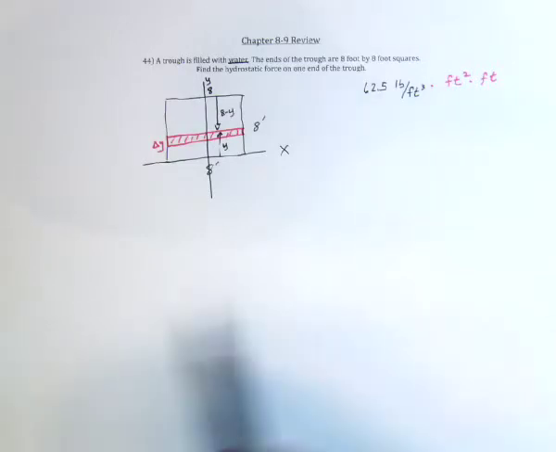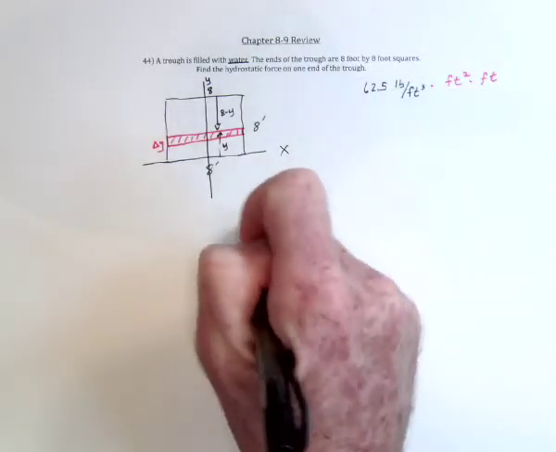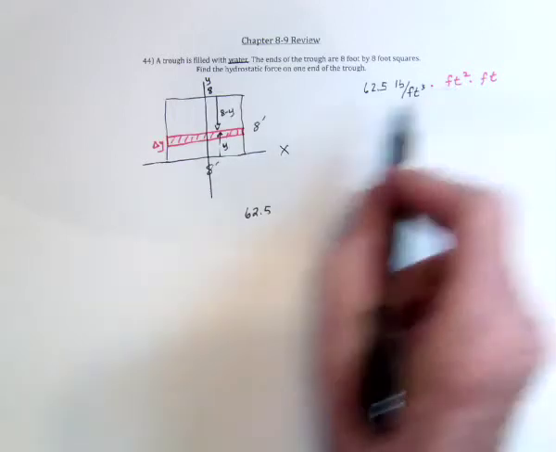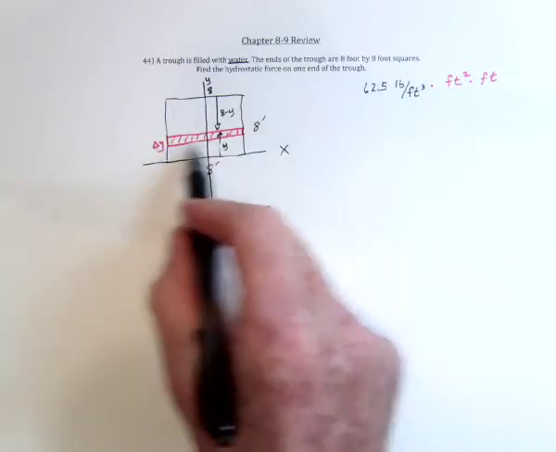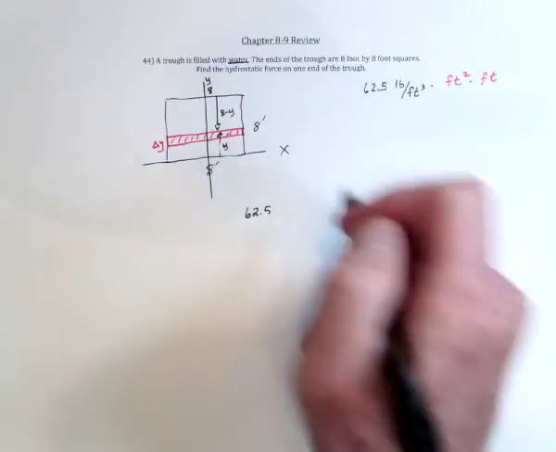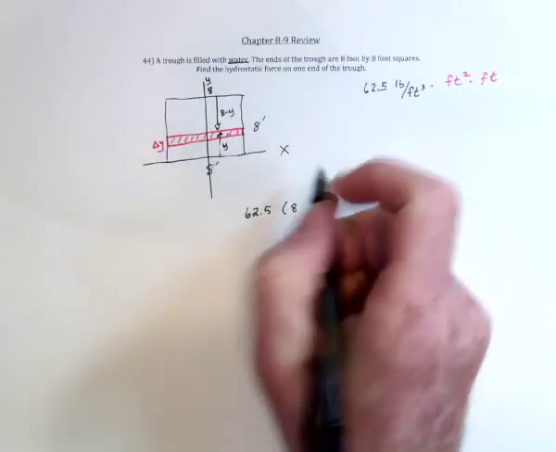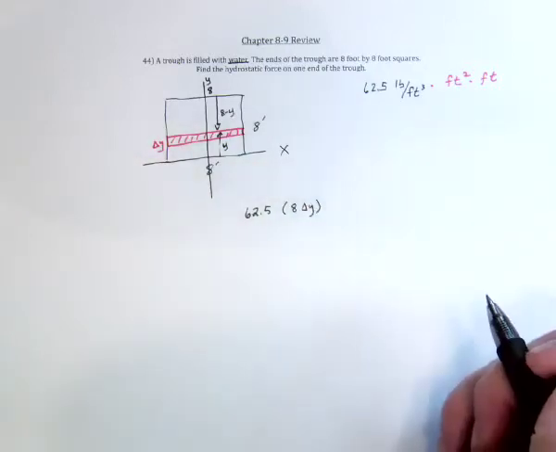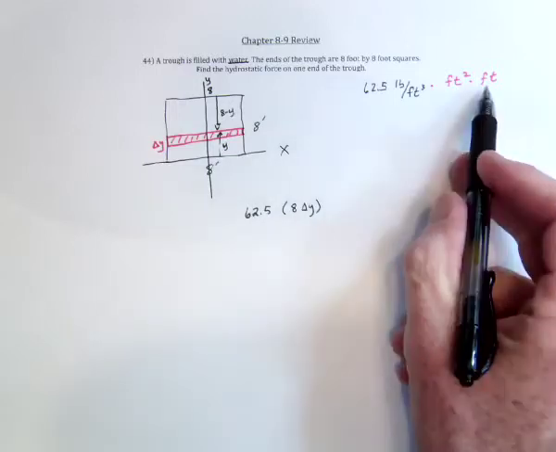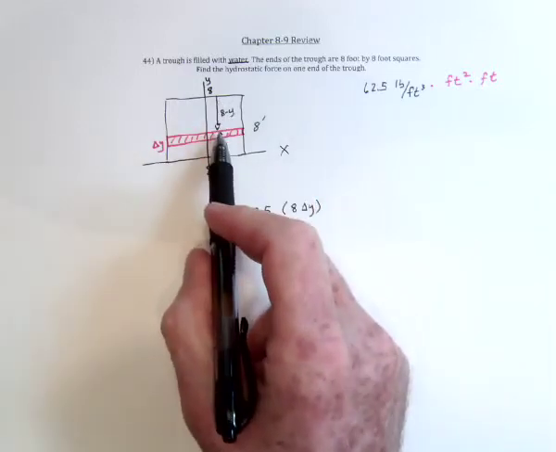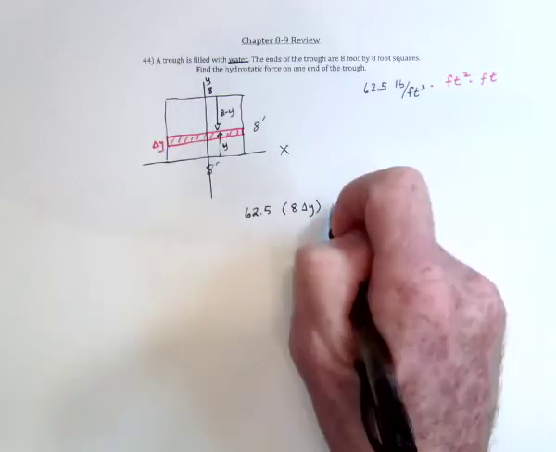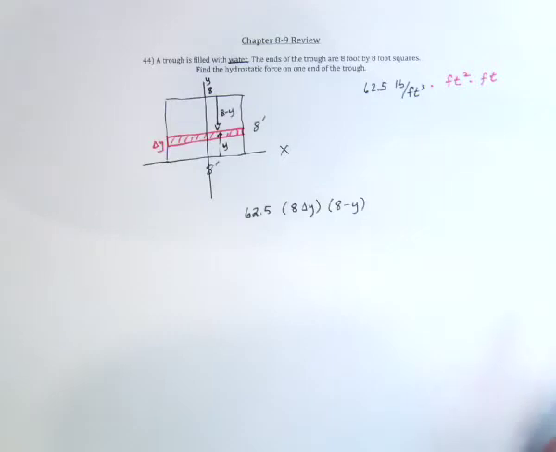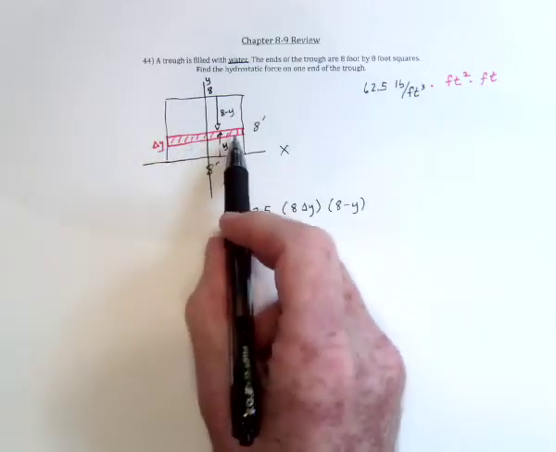Okay, so we need 62.5. The next thing to do is multiply by the area of this rectangle. Its length is always 8. That does not change. Its height is delta y. And then we need this last idea that this is being held underwater, so this is a depth of 8 minus y. Now that's going to be the amount of force that is on this red rectangle right here.